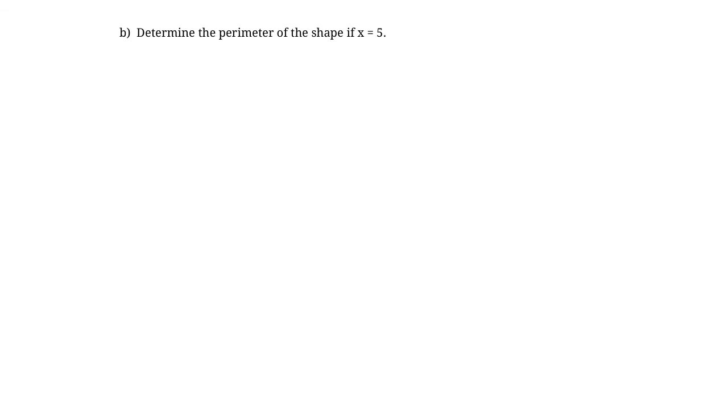The second part of the question asks us to determine the perimeter of the shape if we know that x is equal to 5. So I'm going to recopy the expression that we just came up with. P equals 33x plus 15. But now it's telling me in this expression, wherever I see the letter x, I'm going to replace it with 5. So I'm going to rewrite this, and I'm going to say 33, but instead of the x, I'm going to put in 5.